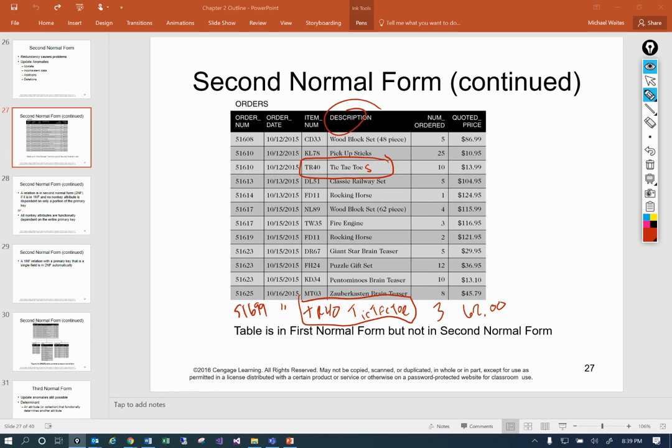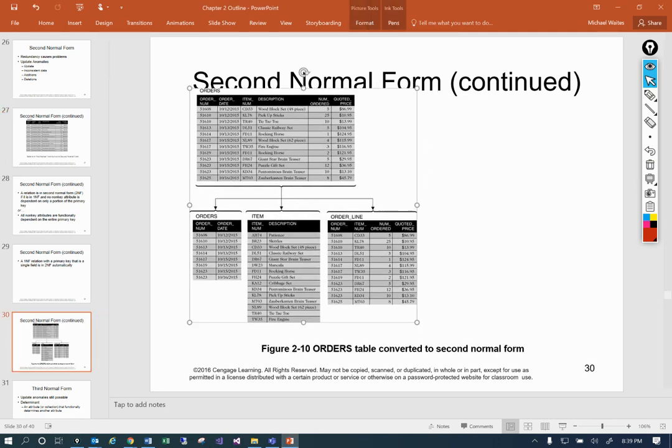Can you see the problem that's starting to arise here? Not to mention, every time I sell TR40, am I going to put that as the item number in the description in the table again? At what point does that become redundant? It comes to be a lot of data repeated over and over again. So to clear that up, to make that simple, let's have an items table.